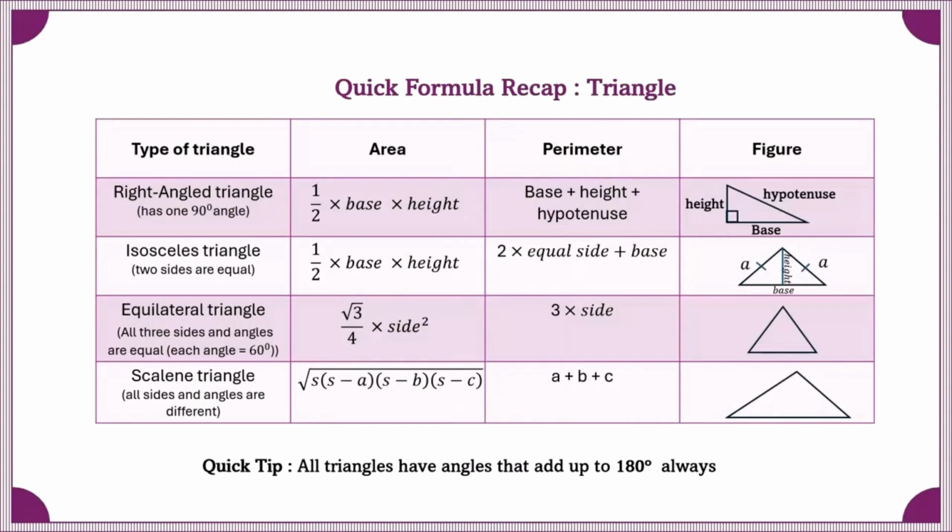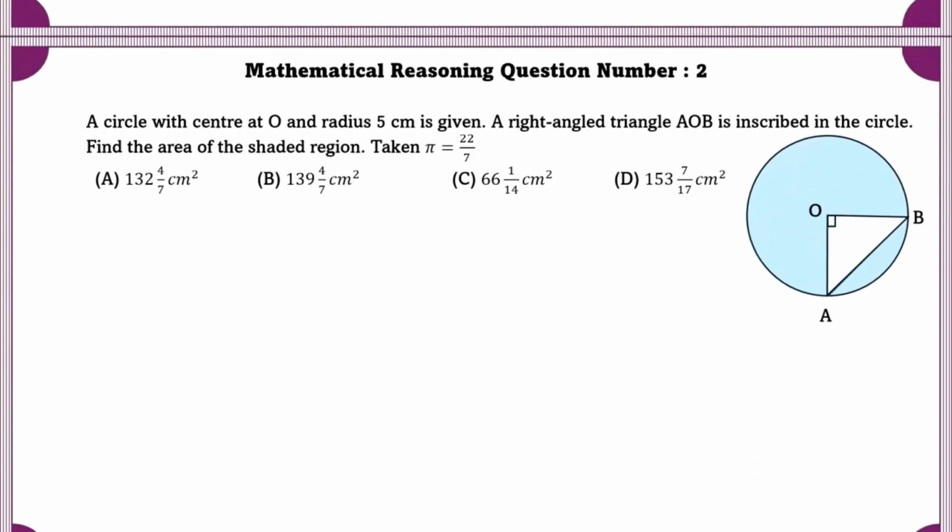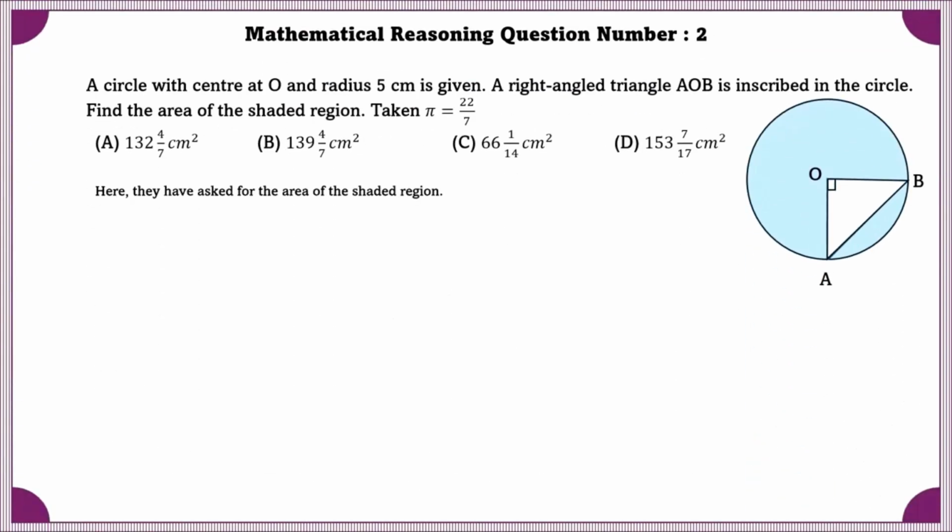Here we're talking about triangles. So here's a quick formula recap about triangles. Quick tip. All triangles have angles that add up to 180 degrees always. Here they have asked for the area of the shaded region.